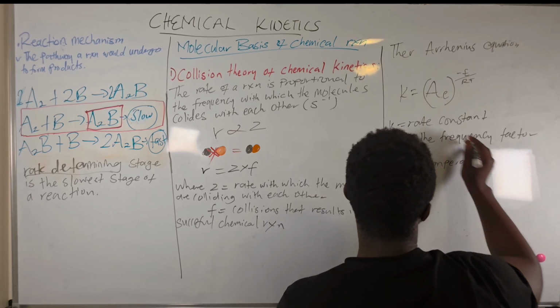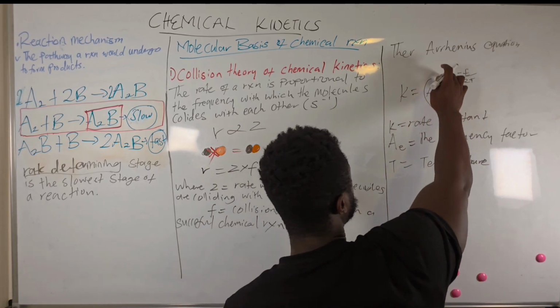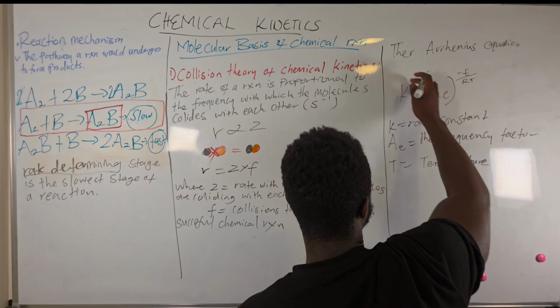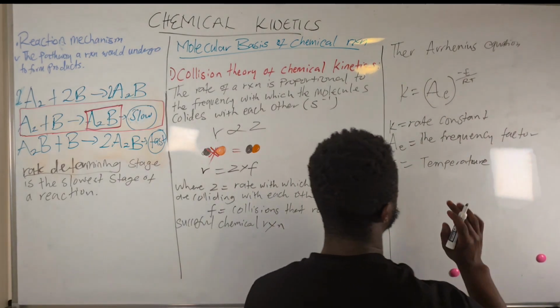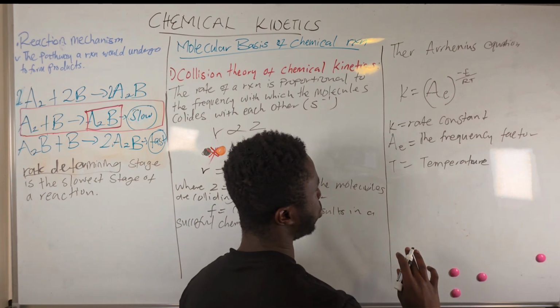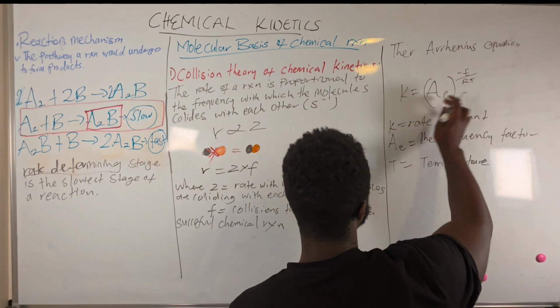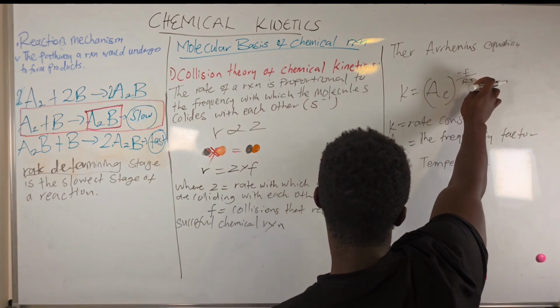Now from here we can draw an inference that if Ea increases, the rate constant is going to decrease, which in turn is going to decrease the rate of the reaction. But one thing that you need to pay attention to over here is the relationship that exists between k and temperature.